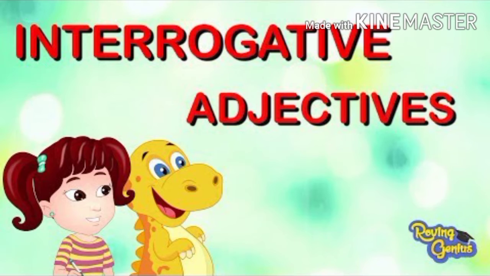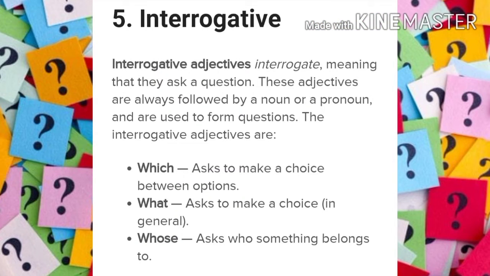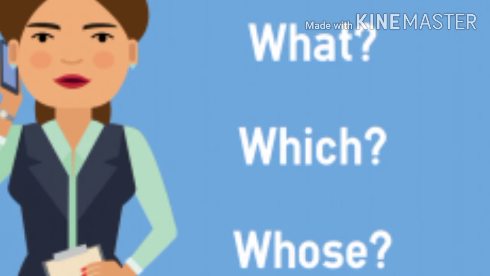Next, we are going to study interrogative adjectives. Now, we have studied interrogative sentences. What do you mean by interrogative sentences? Interrogative sentences are sentences which ask a question. So, interrogative adjectives are also used in questions. Interrogative adjectives ask a question and are always followed by a noun or a pronoun to form questions. There are three kinds of interrogative adjectives.